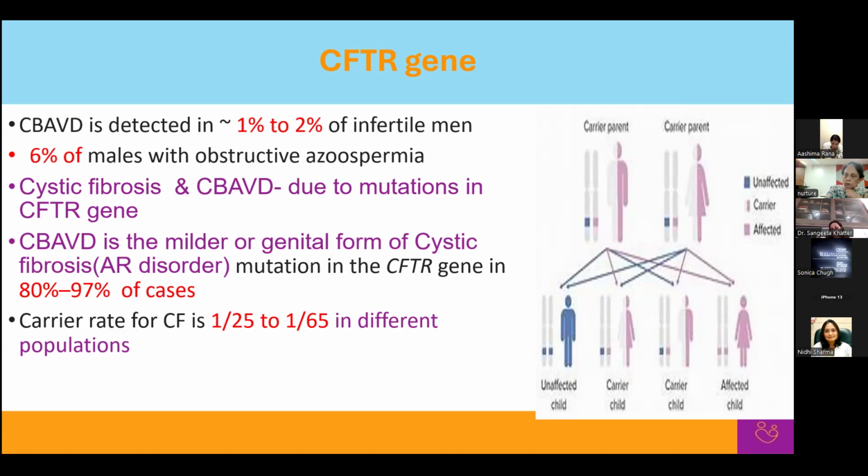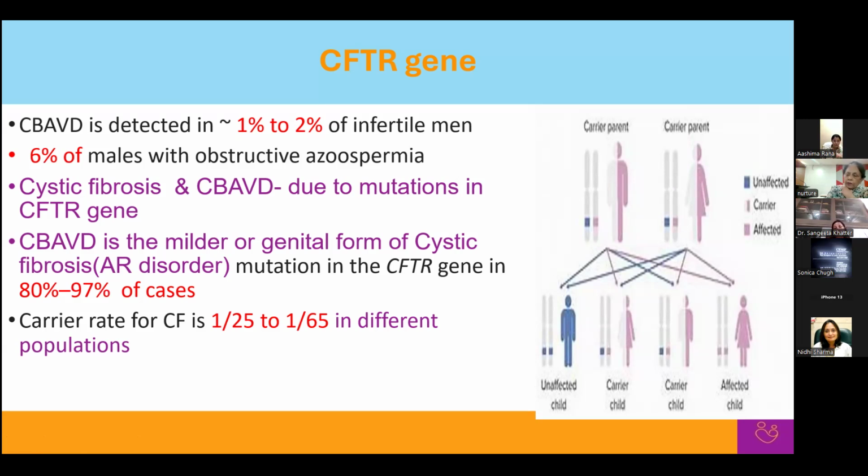We recently had one patient where the husband had CBAVD, and we advised carrier screening of the partner, and unfortunately she was also detected to have carrier status for a severe mutation. So we again went to the husband, and he was already having one mutation, also severe, in one copy of the gene, and we did PGT for this case, PGT-M. I think you remember, ma'am. Yeah, so that is very important.